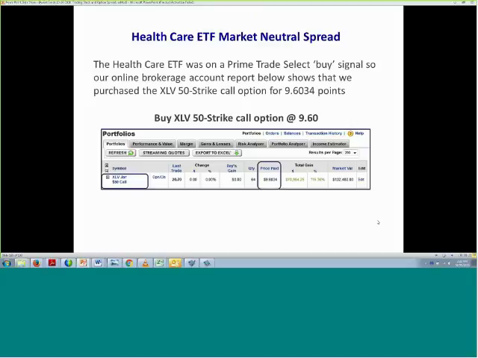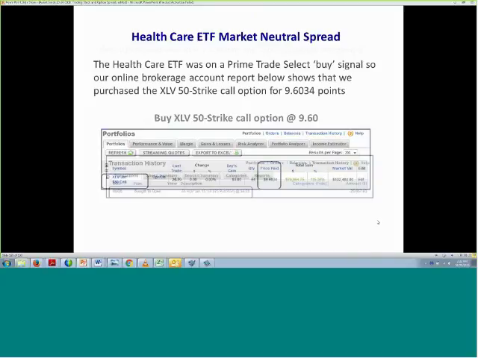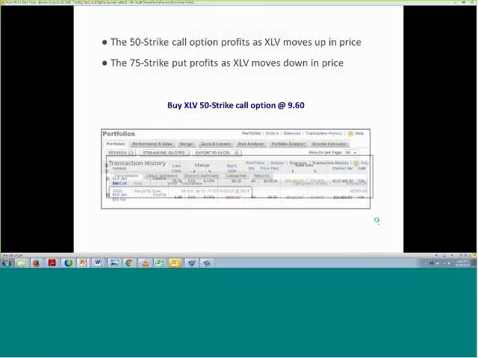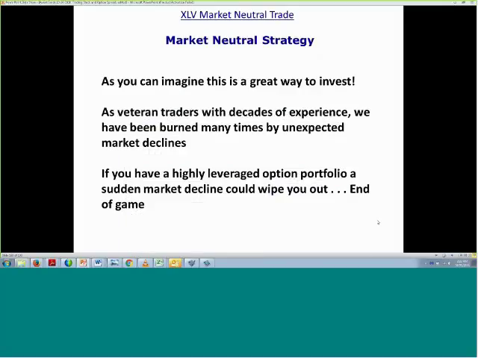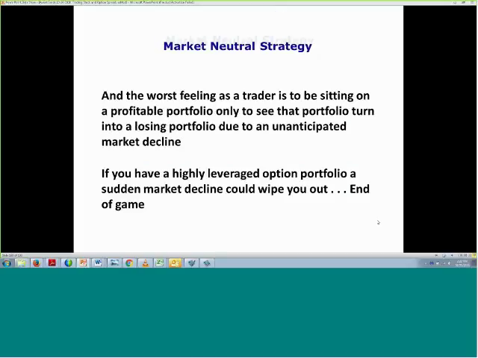So here's one more example. We don't have time to go through this one. This is for XLV, but you can see that these market neutral spreads allow you, if you have a profit on your directional call option trade, to actually guarantee a profit by buying a put option.